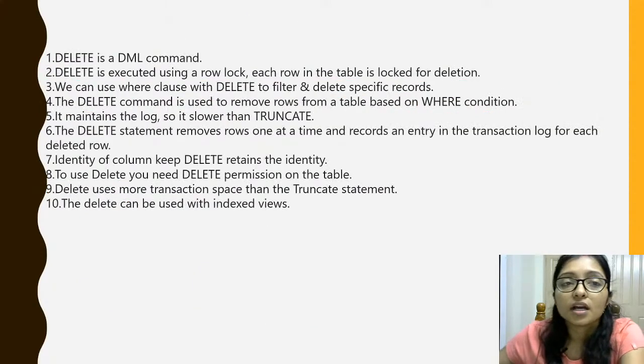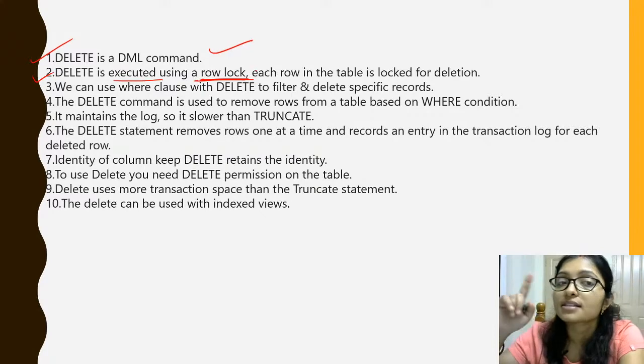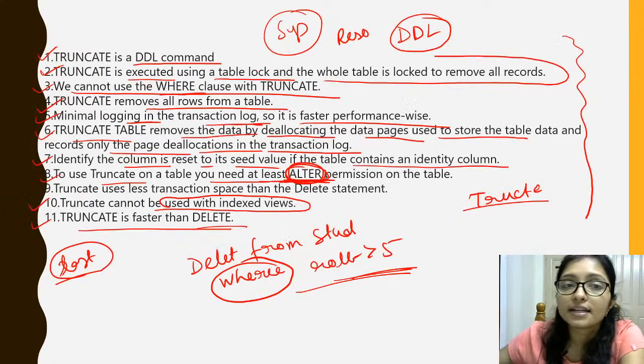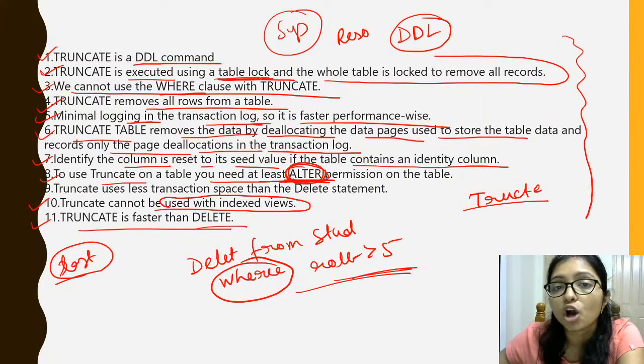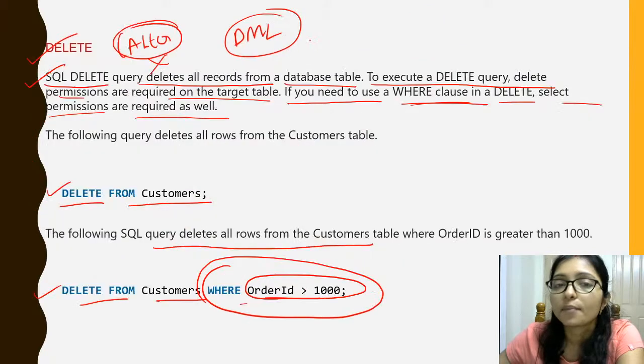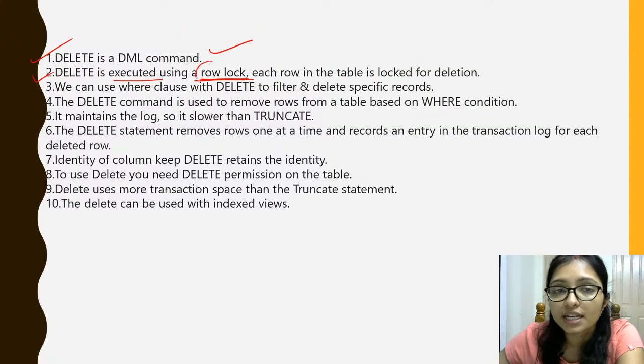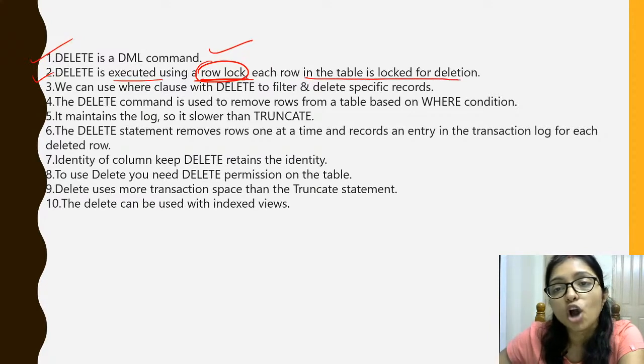Okay. And here see that delete is a DML command, and delete is executed using a row lock. Here the truncate was the table lock. See, in the truncate it is doing the table lock. The total table is locked. But for the delete, a row lock. We are locking the row only. We are not locking the table. Okay. And each row in the table is locked for deletion.